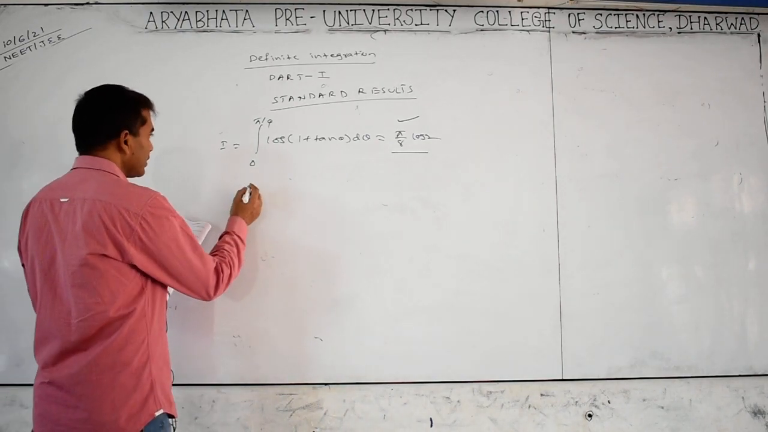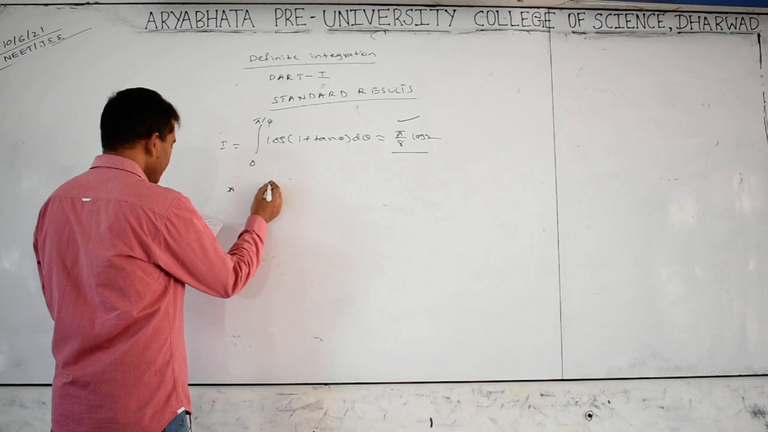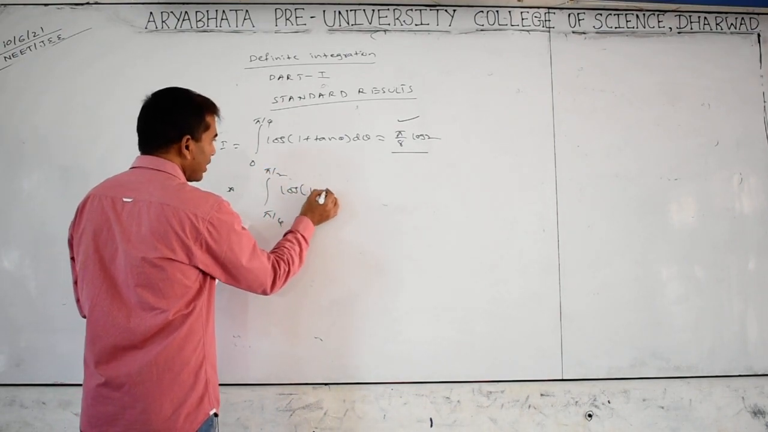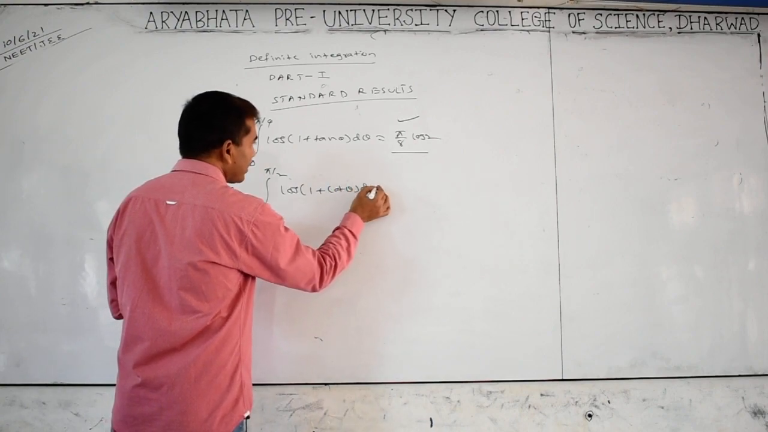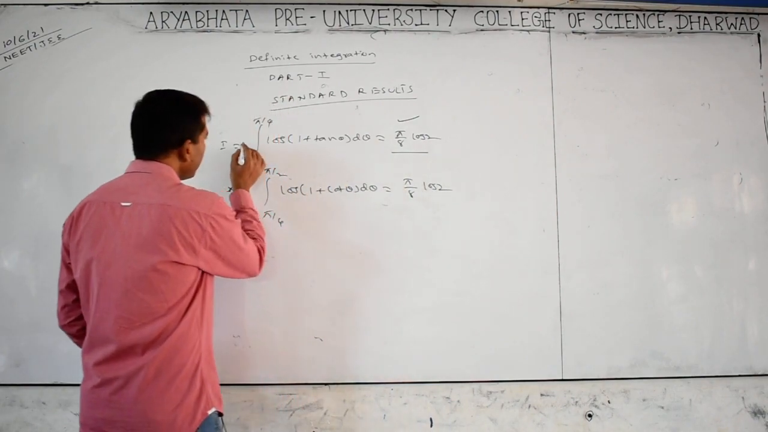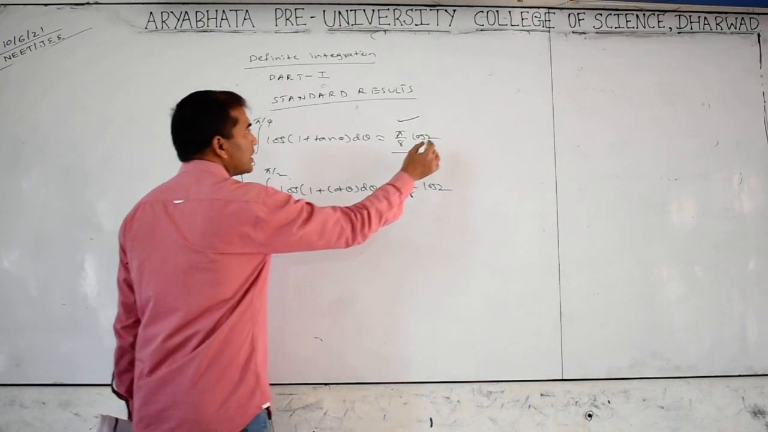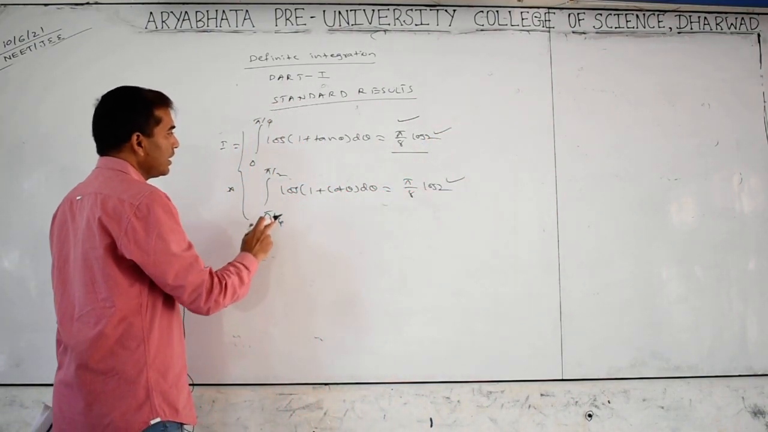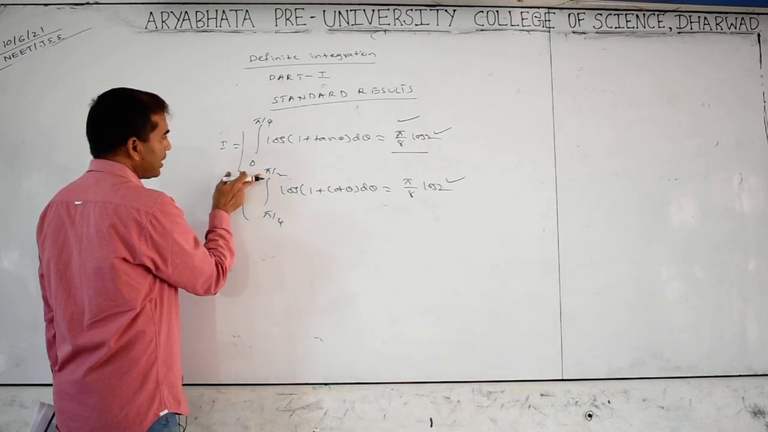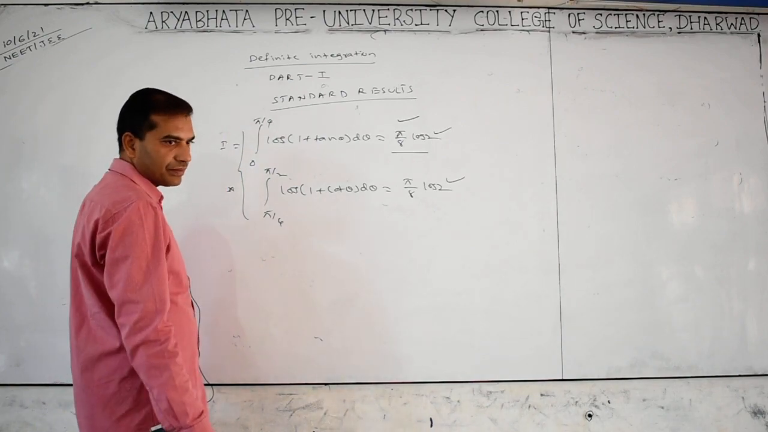Next question is integration from pi by 4 to pi by 2 of log of 1 plus cot theta d theta, which is also pi by 8 log 2. For both these problems the answer is the same. Here it is log of 1 plus cot theta d theta, but the limits are pi by 4 to pi by 2. Here it is 0 to pi by 4.